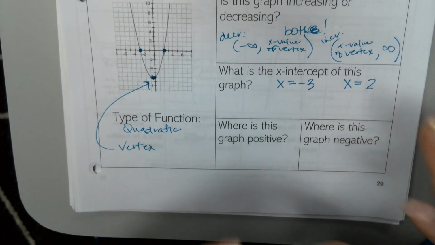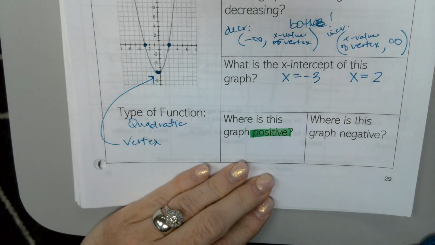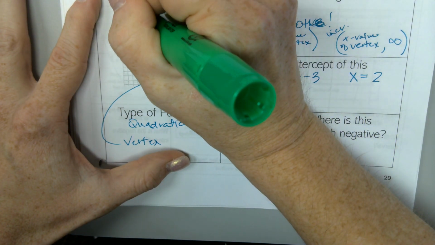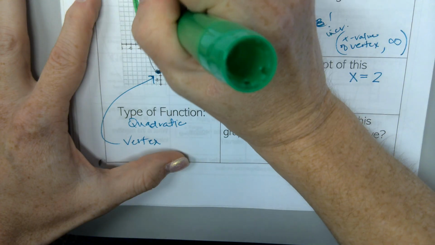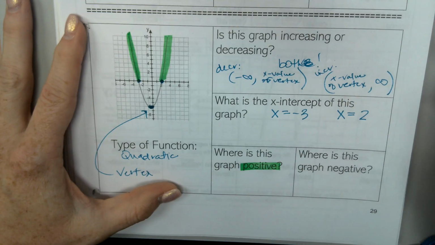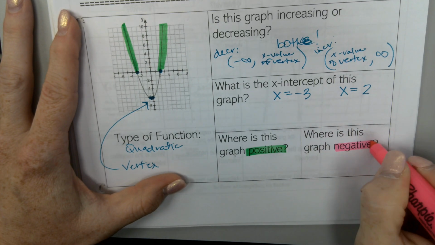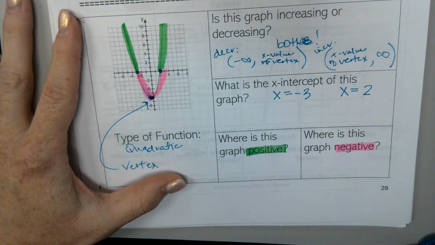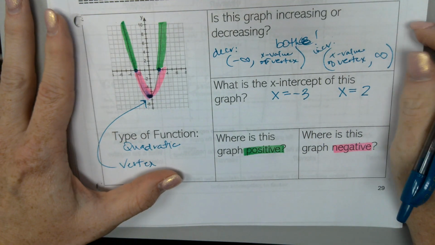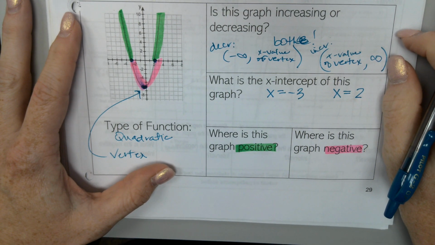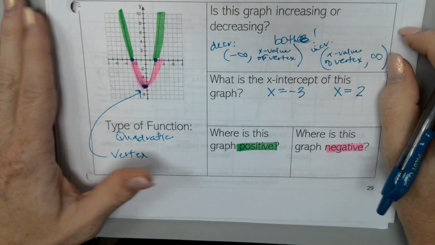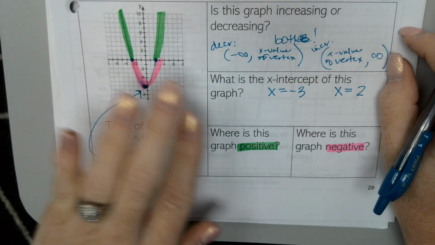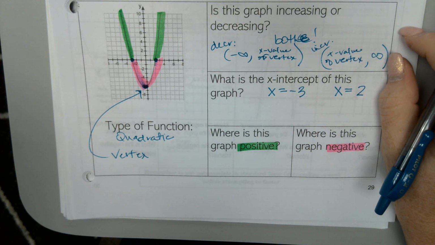From left to right, I am asking, where is this graph positive? I'm asking, where is this graph above the x-axis? Well, it is above the x-axis right here and right here. And it is below the x-axis from here to here. So there's some change happening, right? It's positive, then it's negative, then it's positive again. Do y'all see how this is a little bit different from increase, decrease?